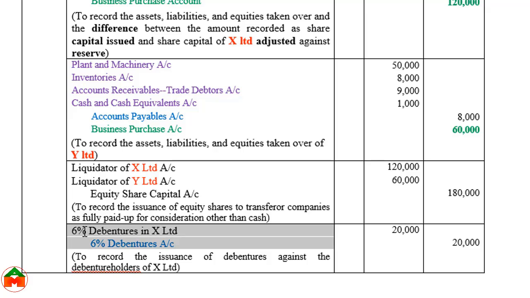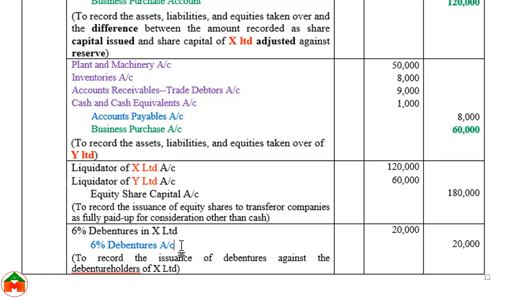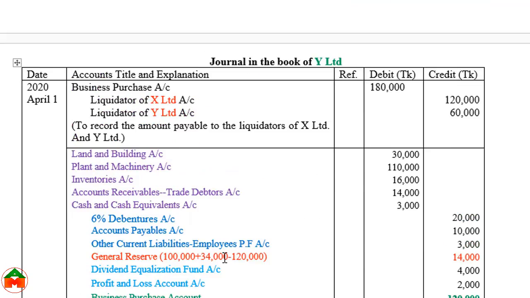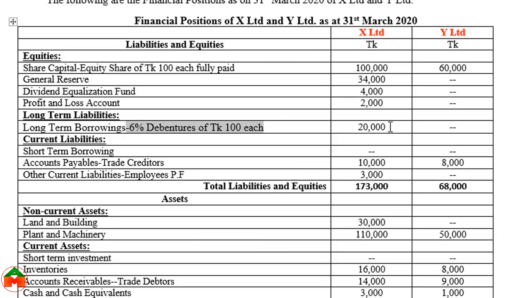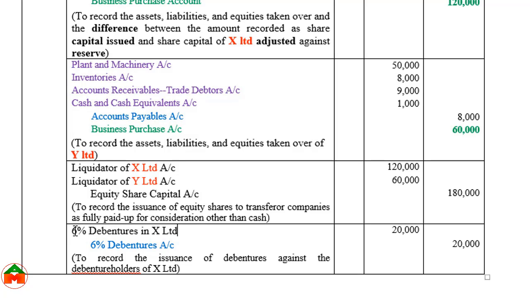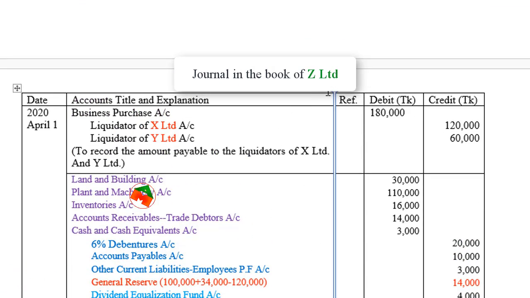And these are the another item. Sometimes if the Jet Limited takes the responsibility of the debentures, then this journal should be provided. This debenture is taken from the X Company Limited. Let's see the question. 6% debentures 20,000. This debenture is from X Company Limited. 6% debenture in X Company Limited, 20,000 debit. They are going to take the responsibility of this debenture. That's why this is credit 20,000. So these are the journal entries in the book of Jet Limited.